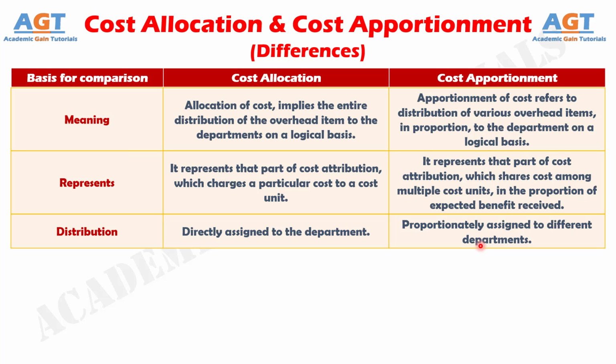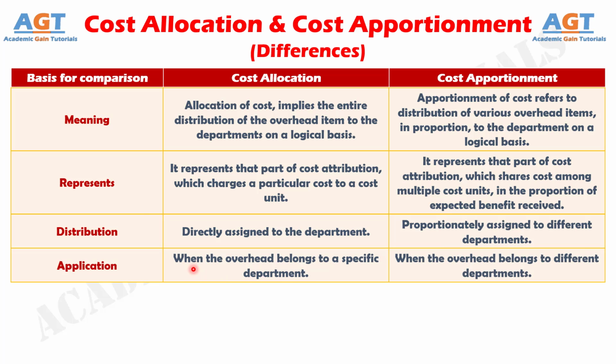And, difference number 4. Cost allocation is applied when the overhead is associated with a particular department. As against this, cost apportionment is applied when the overhead is related to various departments.